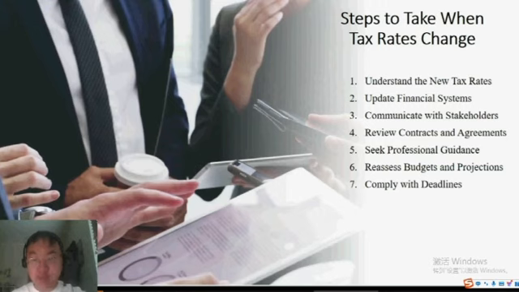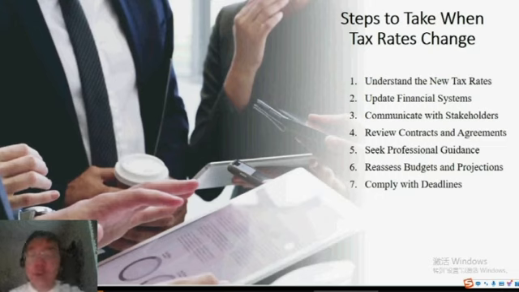Moreover, businesses should prepare for potential audit risks. Tax rate changes can trigger inquiries from tax authorities, and maintaining accurate, well-documented records of all transactions and communications will help ensure transparency. For businesses operating internationally, fluctuating foreign tax rates can complicate cross-border transactions, necessitating careful attention to how changes impact global operations.